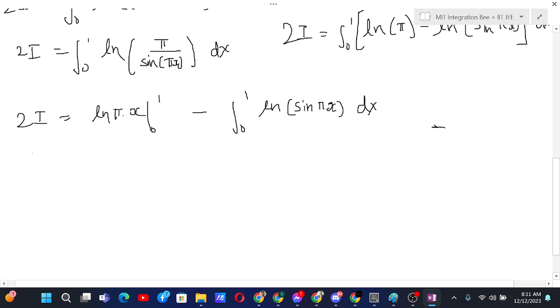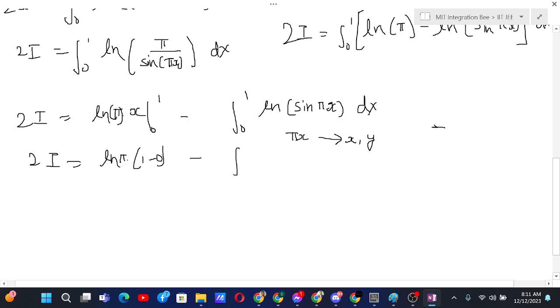Okay, now we have 2I equals ln of pi times x. So we will have ln of pi times 1 minus 0, and then minus. Now for this one, let us first let pi x be x. Or let's say we can basically let it be a different variable. Let's say we can also do it y, but I can do it also x.